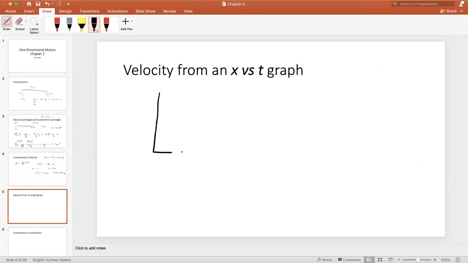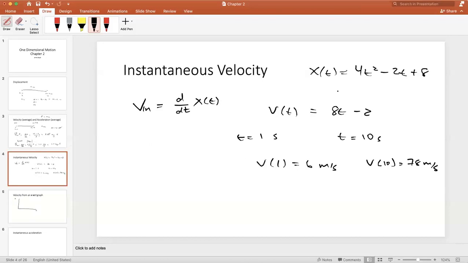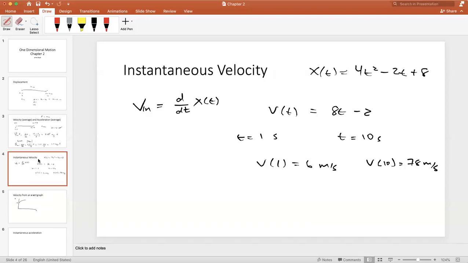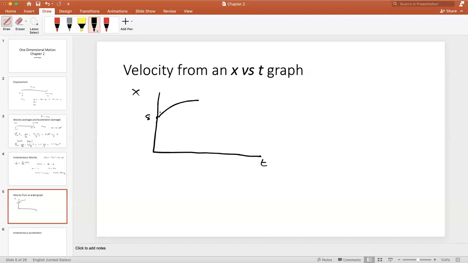Now, to make that more clear, that x position that I gave you, this is an x versus t graph. You should know from the lab report what we did on graphing that x versus t means x is on the y, t is on the x. And this function, when t is 0, I'm at 8, and then it does some kind of parabolic thing. I don't know what this actually is going to look like. It's going to do something weird, right?